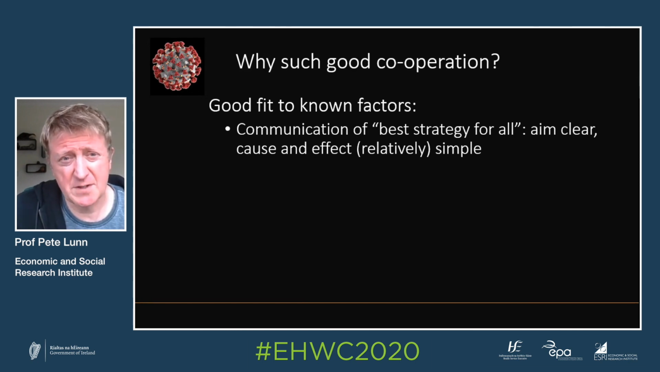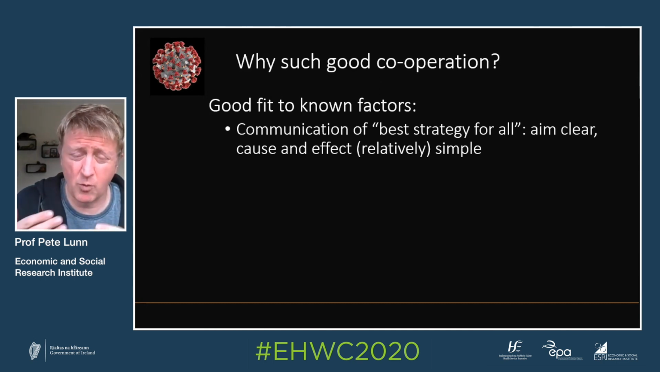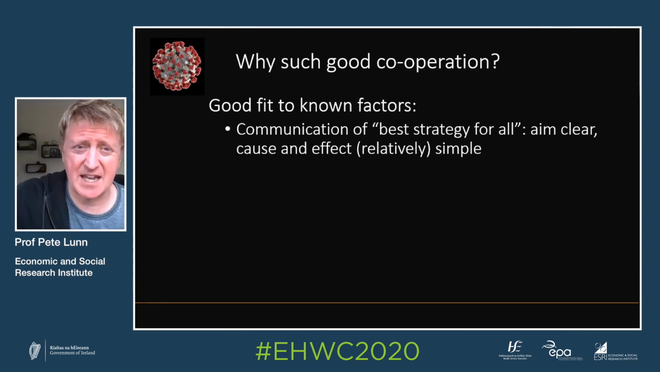First of all, cooperation is much more likely in these kinds of collective action problems when there is clear and repeated communication of what is the best strategy for all. In other words, the aim is made clear of what we're trying to achieve as a collective, and how our individual behaviors link to that aim. The cause and effect has to be outlined in a way that people can clearly see and understand.